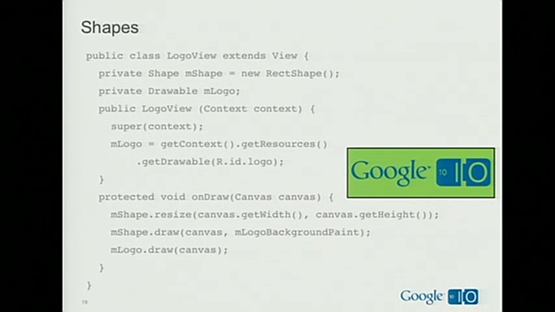So the first thing that this view class is doing is creating a new rectangle shape, and then in the constructor, I'm grabbing this logo from my application's resources. And then when it comes time to actually draw my view, render it to screen, I'm first telling the shape what size it needs to be, and then handing it the canvas that my view was handed by the drawing system. And then I'll simply draw my logo on top of that once it's finished.